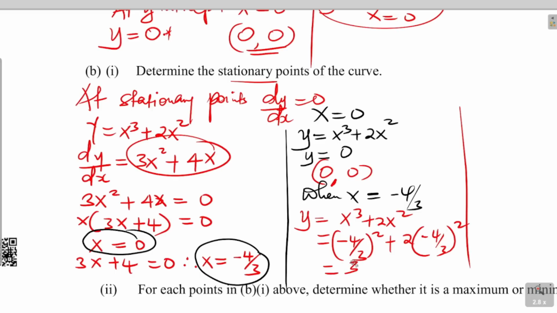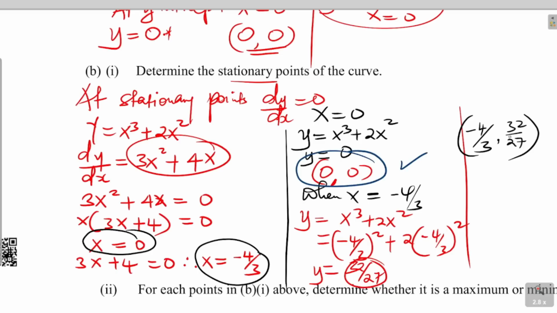32 divided by 27. That is y. So therefore, for the next stationary point, when x is negative 4 over 3, y is 32 divided by 27. So now we have the two stationary points. We have (0, 0), the first stationary point, and the other stationary point is (negative 4 over 3, 32 divided by 27). We go to the next question.